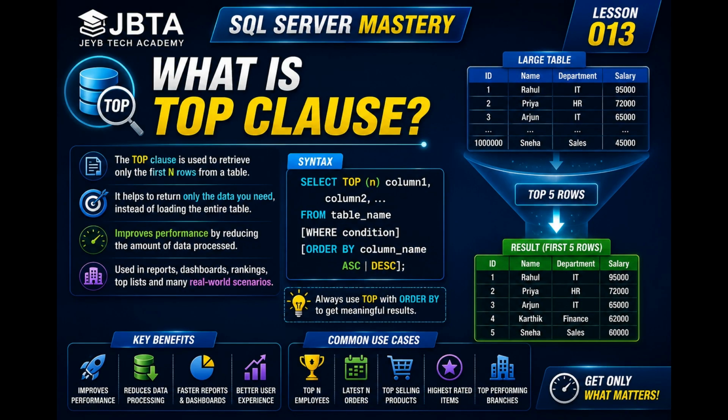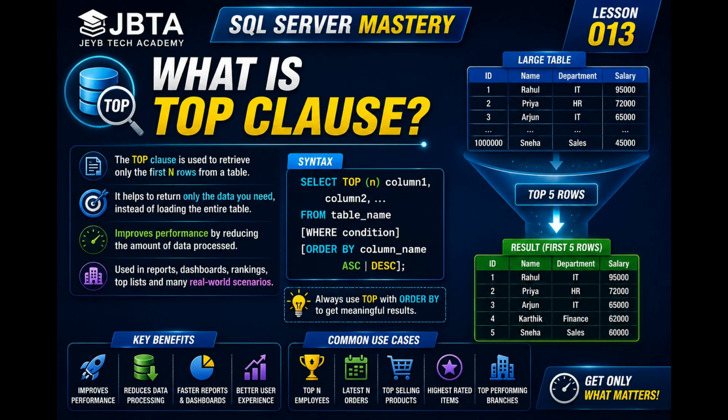Now let's understand what the top clause is. The top clause is used to retrieve only a specified number of rows from the result of a SQL query. Instead of returning every record from a table, SQL Server returns only the number of rows that you request. This is especially useful when you're working with large tables containing thousands or even millions of records.